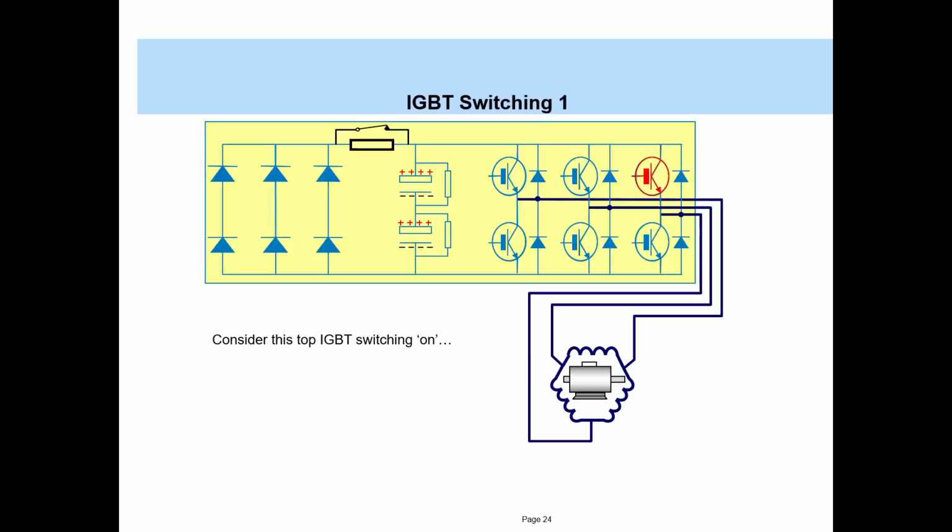IGBT switching. Now we'll try to understand the switching of the IGBT. Let's consider that the IGBT shown in red is switched on. That means it's conducting. So the red line will be the path that the current takes. The return path will be through this IGBT, and this will pass through this coil.